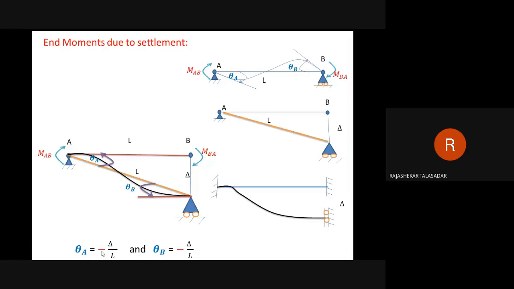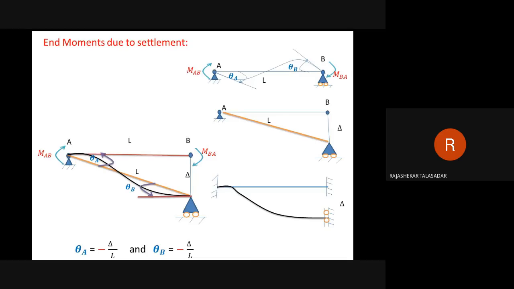This is theta B here. So again, if you continue this triangle, this will again become delta. Again, this line and this line are parallel. Therefore, again it is delta by L. But again, why is it minus? See now, this is also anti-clockwise. So both theta A and theta B are anti-clockwise, and the amount will be tan theta, that is minus delta by L. Okay. Now these are the rotations due to settlement.